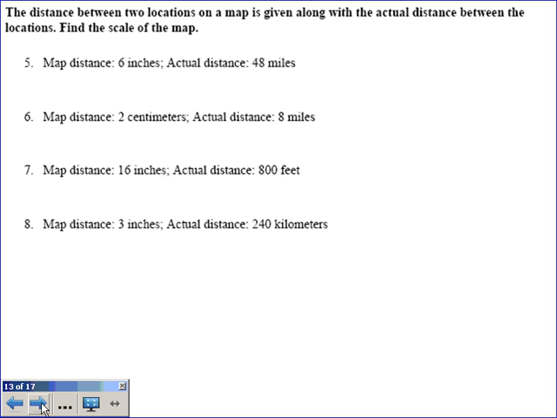Next thing. The distance between 2 locations on a map is given along with the actual distance between the locations. Find the scale of the map. So it says the map distance is 6 inches. Then we'll talk about how that actually represents 48 miles. It says find the scale of the map. What do you think that's going to be? Yep, so 1 inch is equal to 8 miles, like so.